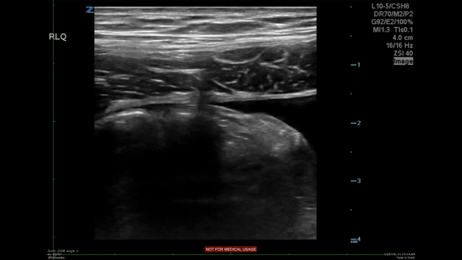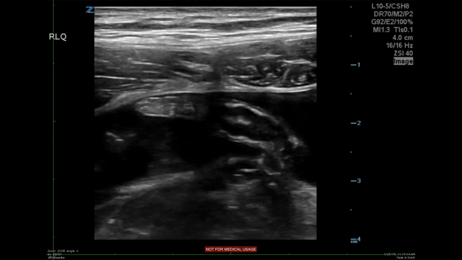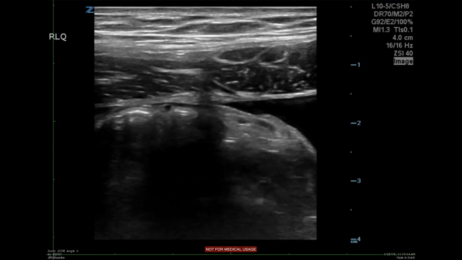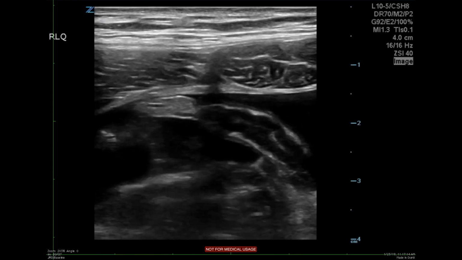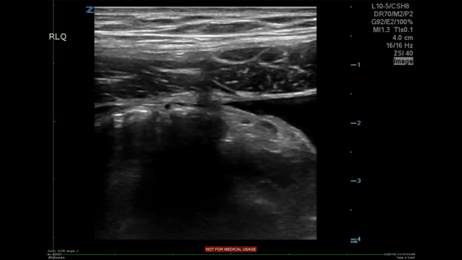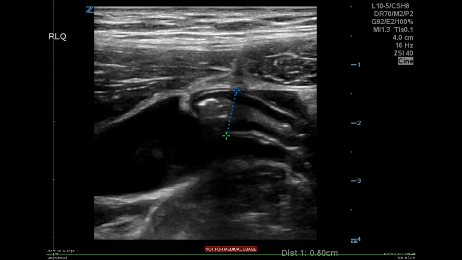In this clip, you'll notice a large amount of free fluid represented by the anechoic area. And within the free fluid, we can see a well-defined tubular structure. If we follow this structure to its end, we're able to measure its diameter and see that it is 8 millimeters wide, indicating that this patient likely has appendicitis.